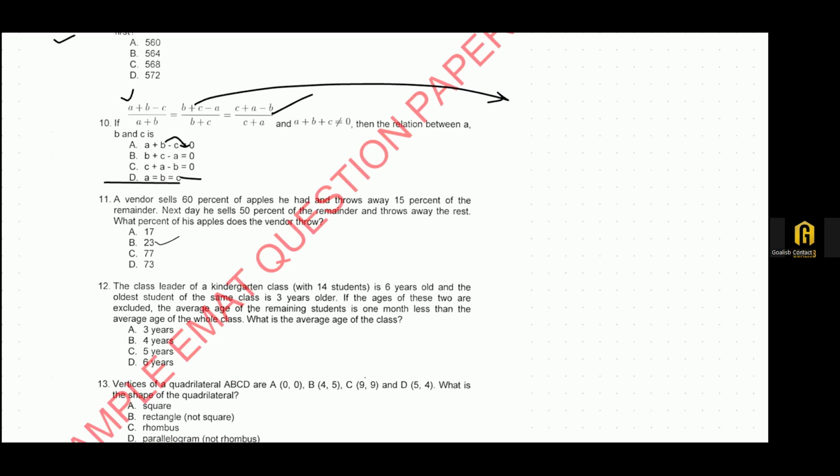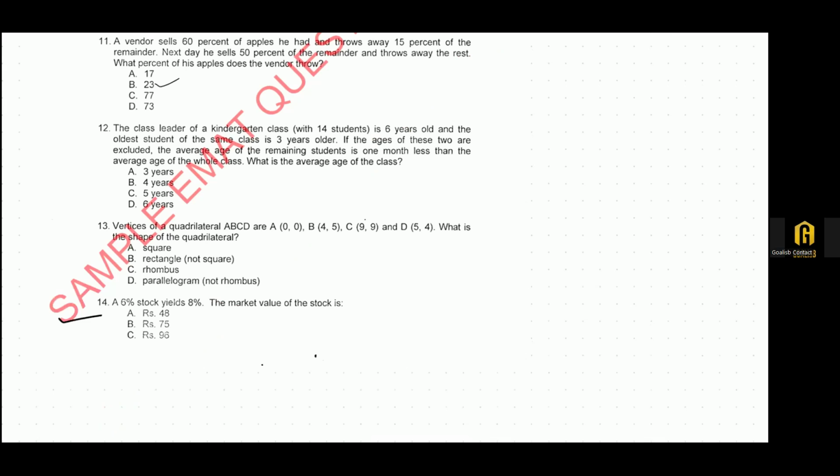A class leader of a kindergarten class is 6 years old, and the oldest student of the class is 3 years older. Okay. So the leader's age is equal to 6 years. The oldest boy's or person's age is 9 years.